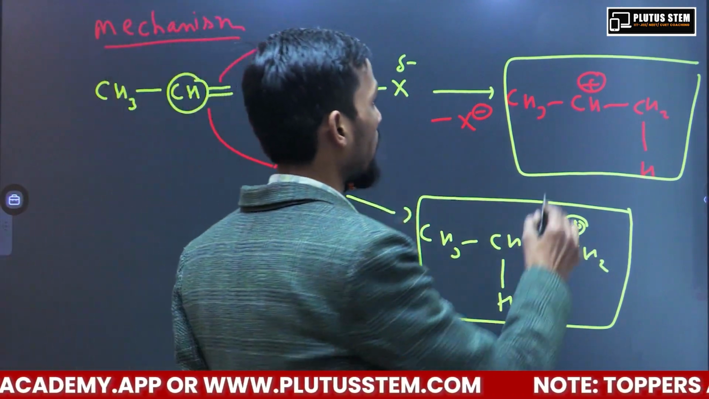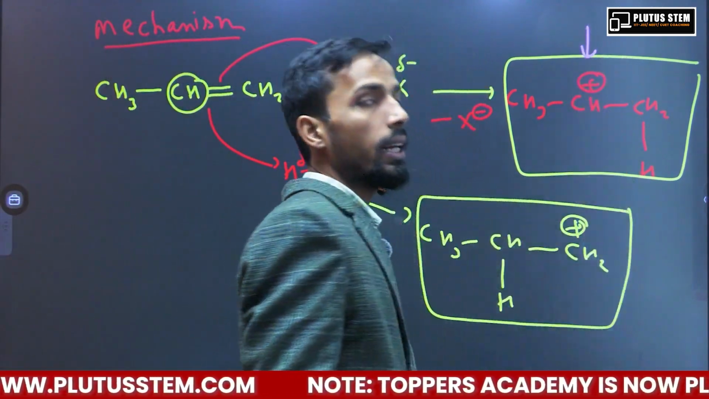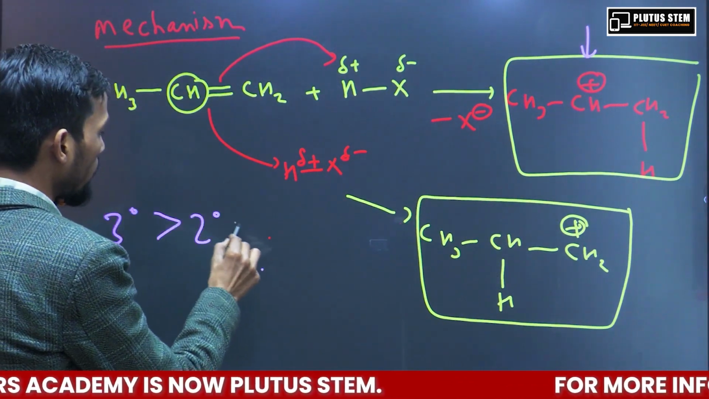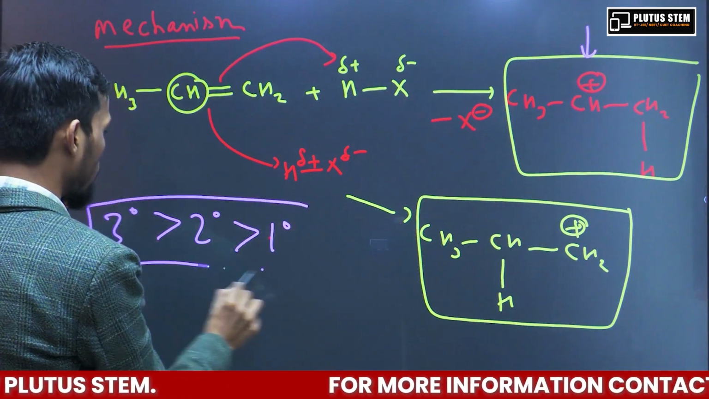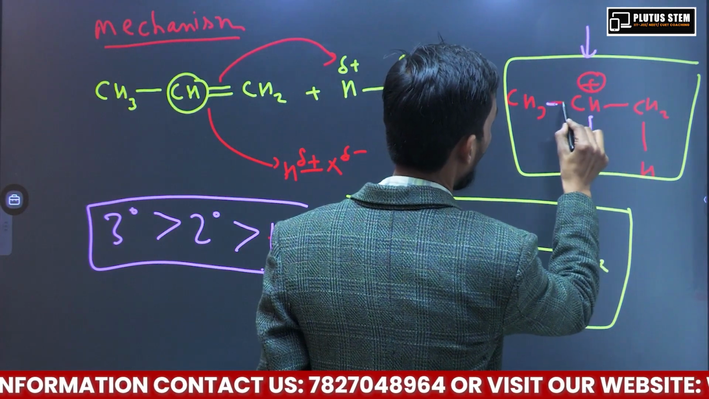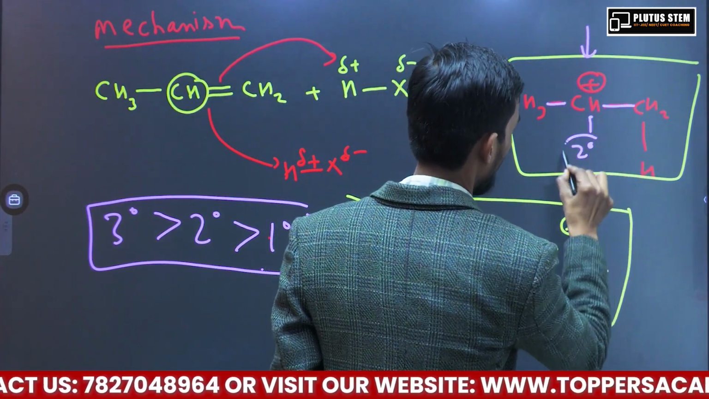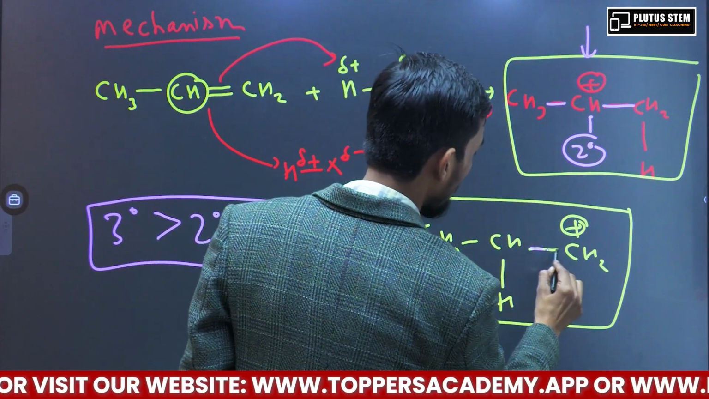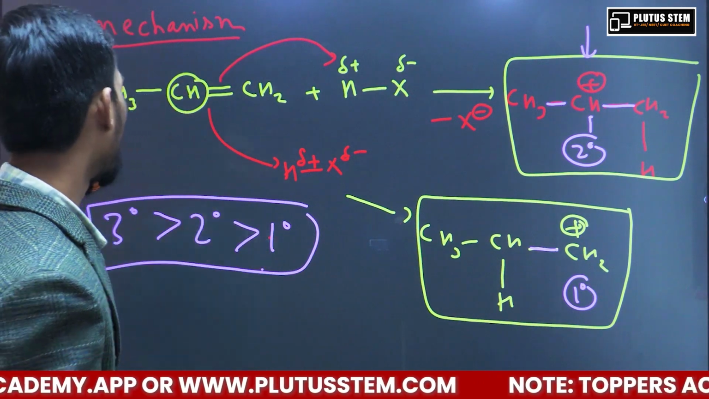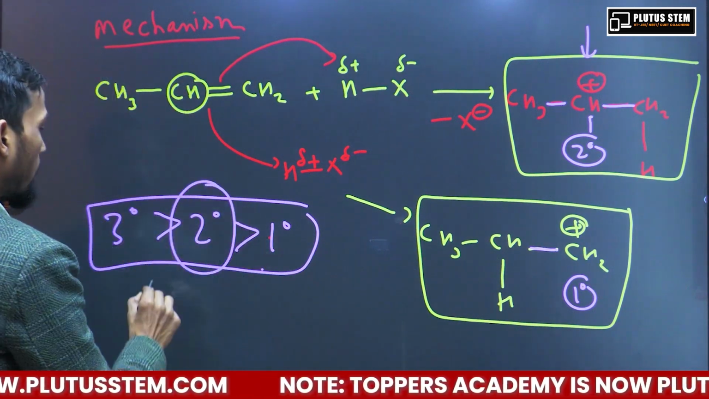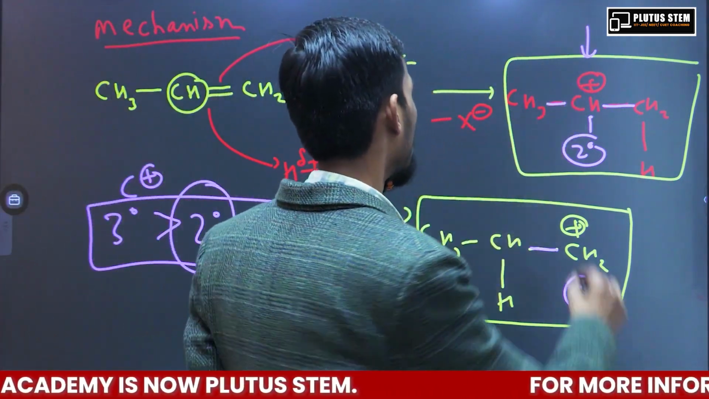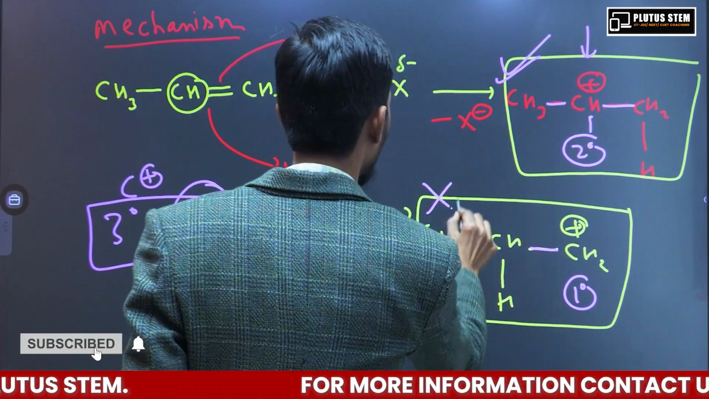So in these two possibilities, it is a carbocation, and we have already studied the carbocation stability: 3 degree is more stable than 2 degree, more stable than 1 degree. If you compare these two, this is a 2 degree carbocation because it is attached with two carbons. And this carbon is a 1 degree carbocation, only attached with one carbon. So we can very easily see that the 2 degree is the more stable carbocation, which means the reaction is going to proceed through this pathway, not through this pathway.